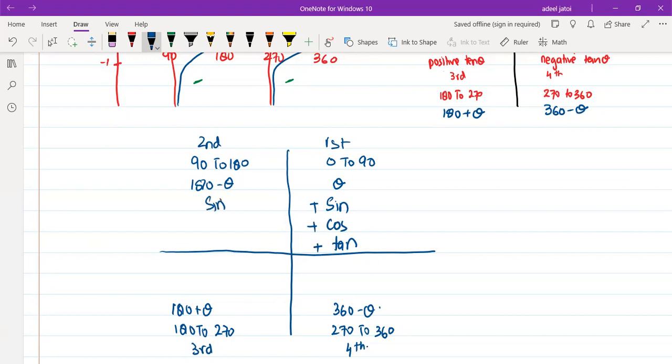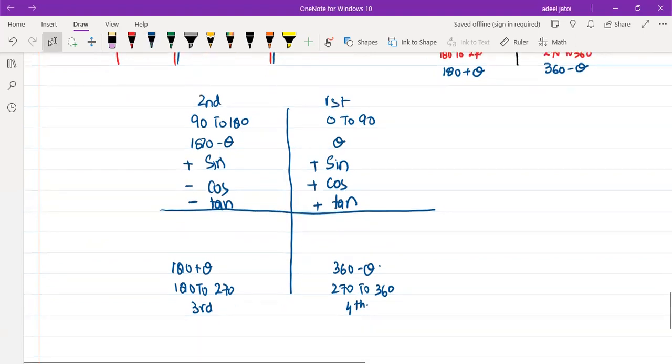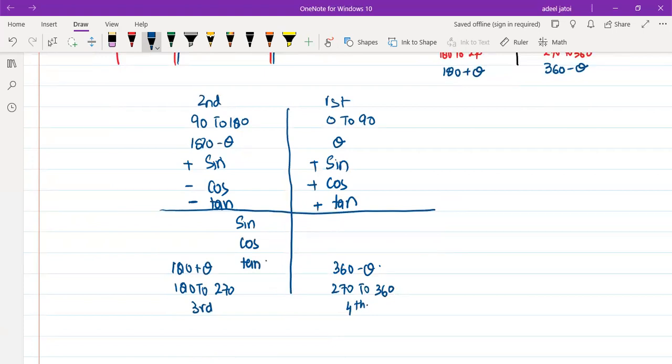Then in the second quadrant, only sine is positive, cos and tan are negative. Then what do we have in the third quadrant? Tan is positive, sine and cos are negative. Then in the fourth quadrant, we need to understand sine is negative, tan is negative, only cos is positive. So we need to understand the quadrant concept very carefully because it comes under all the questions.